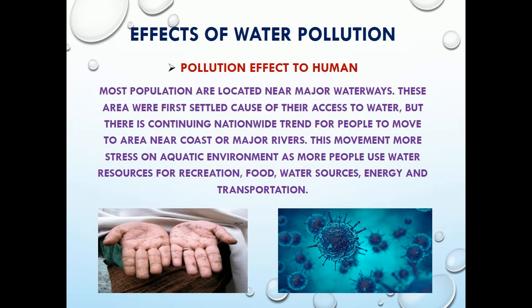Pollution effects on humans. Most populations are located near major waterways. These areas were first settled because of their access to water, and there is a continuing nationwide trend for people to move to areas near the coast or major rivers. This movement puts more stress on the aquatic environment as more people use water resources for recreation, food, water sources, energy and transportation.